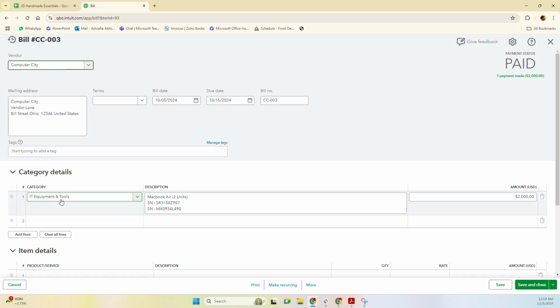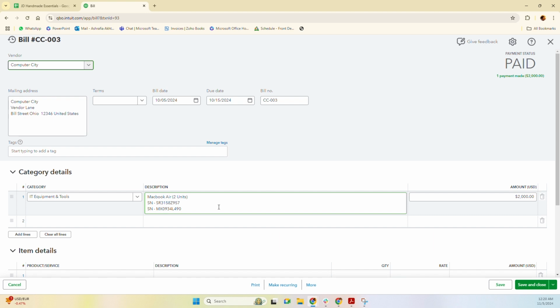Let's open the bill. This is booked in IT equipment and tools. We see what we have purchased: two MacBook Air. We have the serial numbers. One will be used by Janet Baker and another one will be used by David Hudson. As per IFRS 16 property, plant and equipment, there is no depreciation charge in the month in which an asset was purchased. Therefore, no depreciation charge for these two laptops in October 2024.